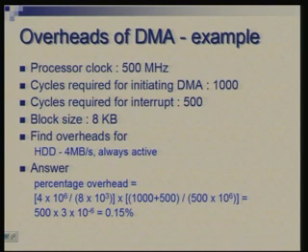So, in one DMA activity, the CPU is spending 1000 cycles plus 500 cycles. Let us imagine that the block size, or the chunk of data which gets transferred in one DMA, is 8 kilobytes.